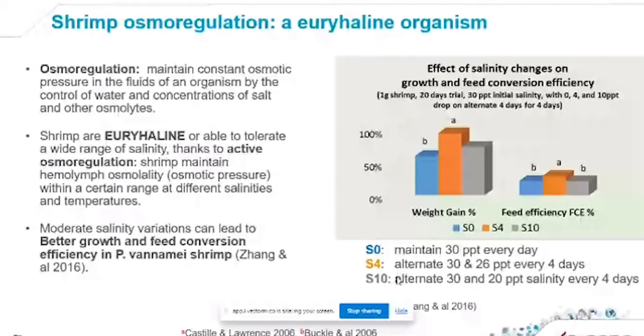Fortunately, shrimp are a euryhaline organism. That means they are an organism that can tolerate a range of salinities, thanks to active osmoregulation. Here we define osmoregulation as the ability of an organism to maintain a constant osmotic pressure in its fluids through the control of water and concentrations of salt and other osmolytes.